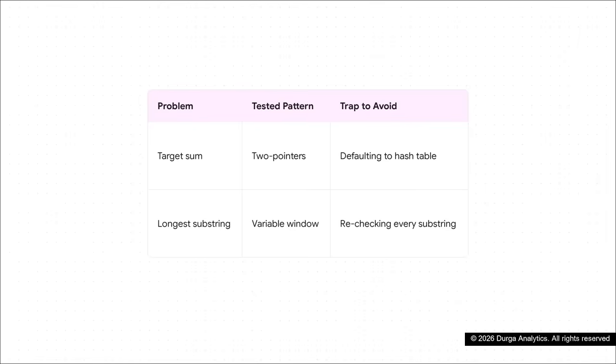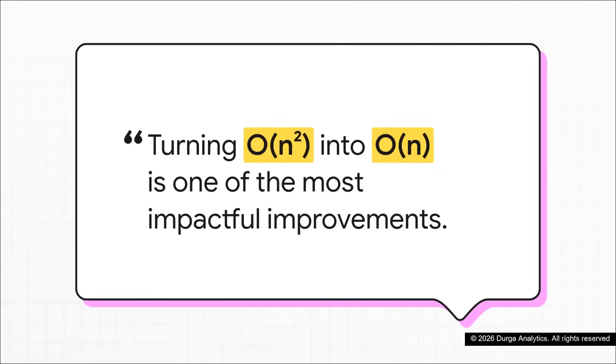When you're documenting your model answers, explicitly talk about the complexity collapse. Showing a senior engineer exactly how you avoided those O(n^2) traps by utilizing these patterns demonstrates real senior-level reasoning. I want to leave you with this core philosophy. Turning O(n^2) into O(n) is one of the most impactful and common improvements you can make, and these two patterns are the cleanest expression of it. Let that drive how you refactor and optimize code in the lab moving forward.